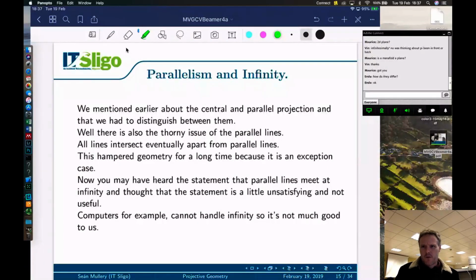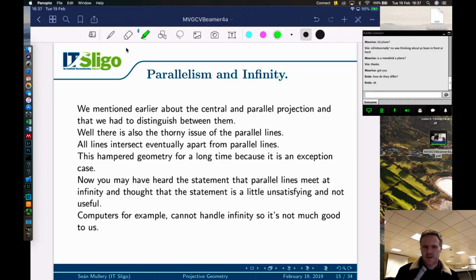Now, something that I kind of avoided mentioning earlier, although I did just mention it on the last slide, was this idea of parallel lines and what happens with those, and of course with the parallel projection as well, which is another one of these issues. So we mentioned earlier about the central and parallel projection, and that we had to distinguish between them. Well, there is also the thorny issue of parallel lines.